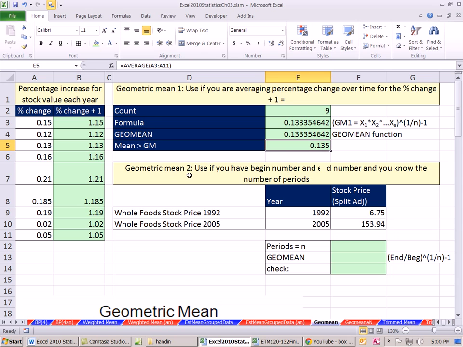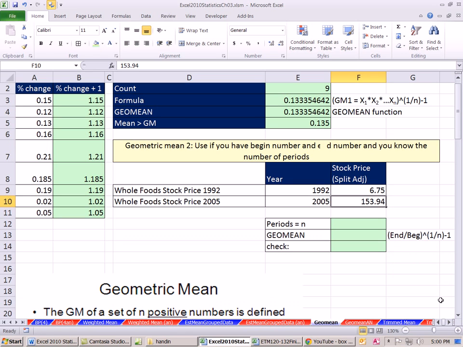The second geometric formula is related but slightly different. This formula can be used when you know the beginning amount and ending amount and the number of periods. So this is Whole Foods stock price in 1992 and in 2005. And what I'd like is the average compounding rate per period. All right? So first, I need to calculate the periods.